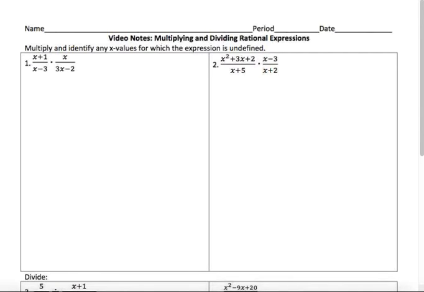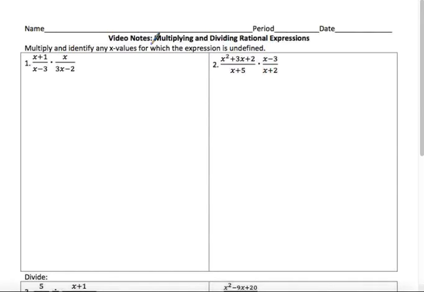This video is going to cover multiplying and dividing of rational expressions. So rational expressions means any expression where there is a ratio or a fraction involving variables. And so this first part says multiply and identify any x values for which the expression is undefined.